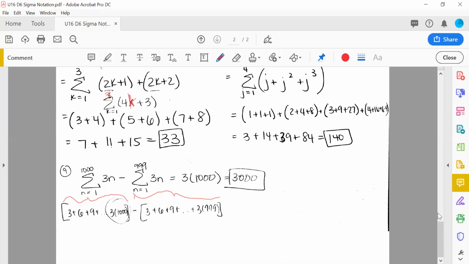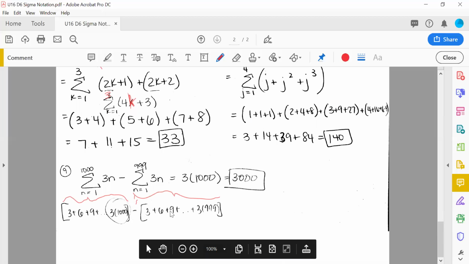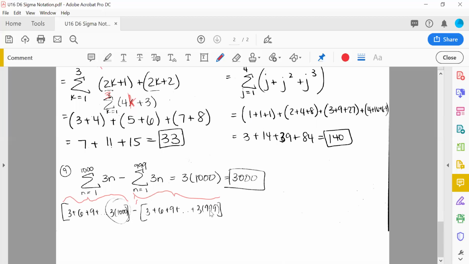Yeah, I messed that one up. Anyway, you get what I'm talking about. This goes from 3 times 1, 3 times 2, 3 times 3, only up to 3 times 999. Now, if I get rid of that bracket, that's going to be minus 3, minus 6, minus 9, minus all the way up to 3 times 999.